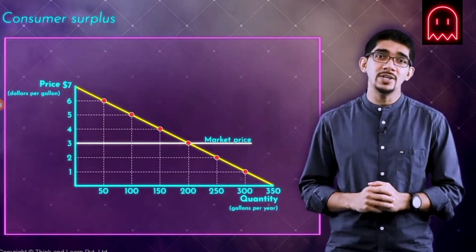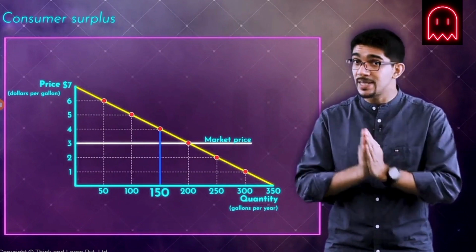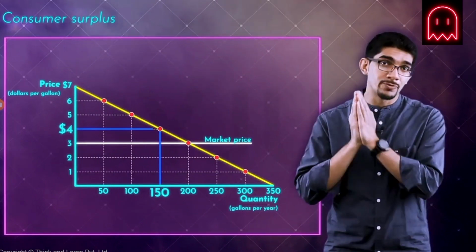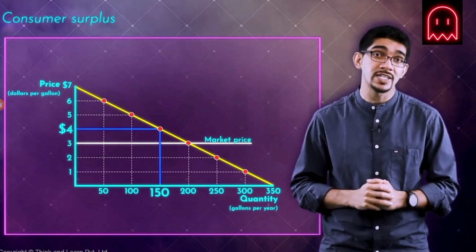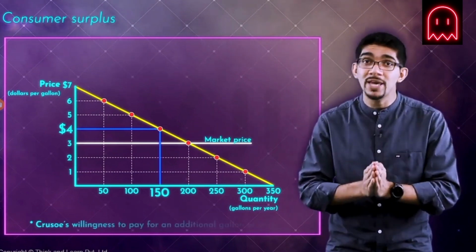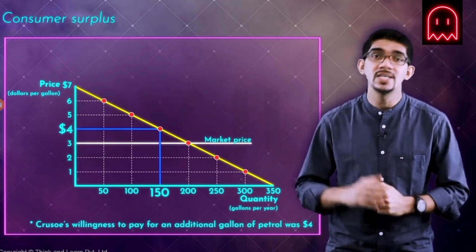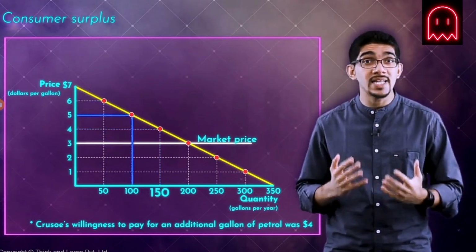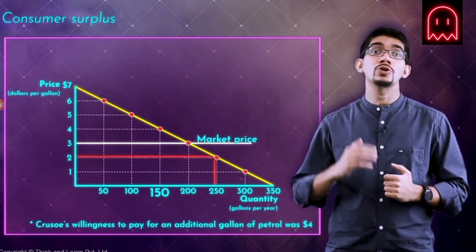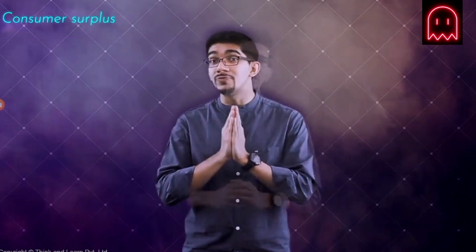So coming back to the curve, at the 150th gallon, for example, Crusoe is willing to pay $4. In other words, with 149 gallons already at his disposal in 1 year, Crusoe's willingness to pay for an additional gallon of petrol was $4. But the actual price of petrol might be something else. It need not be equal to what Crusoe is willing to pay, right? His willingness keeps changing with which unit he is purchasing. But all these units have a constant fixed price, right?